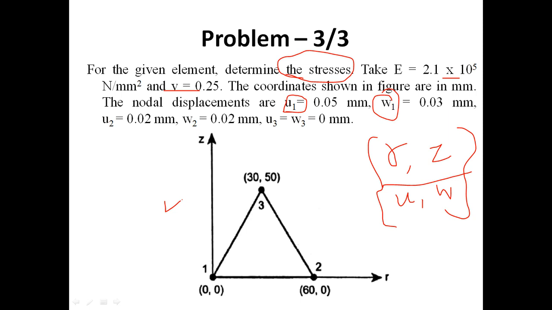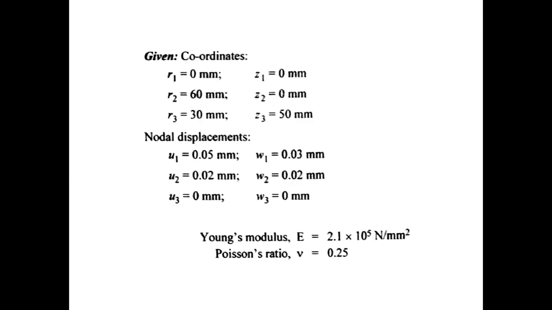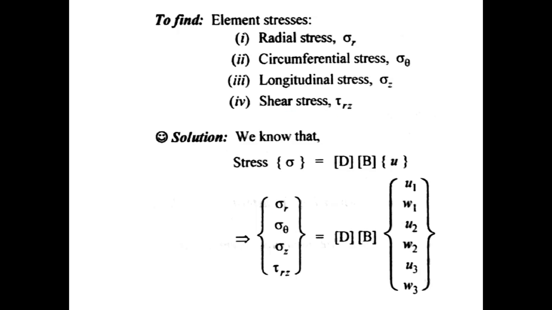So we have four stresses: sigma r, sigma theta, sigma z, and tau r z. The governing equation is sigma is equal to DB into u. Sigma is sigma r, sigma theta, sigma z, tau r z. So DB into u, where the displacement is u1 w1, u2 w2, u3 w3. Already we know these values as given data. We are going to find this, and we have to calculate these two.